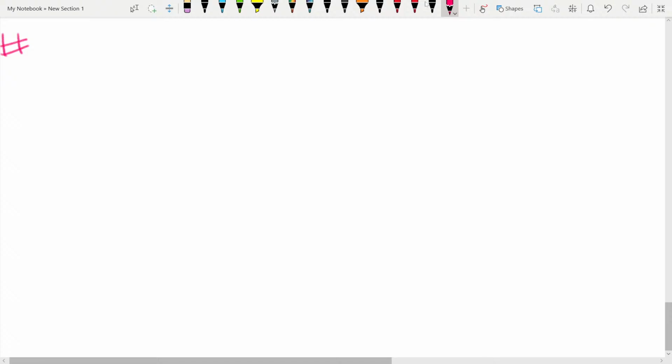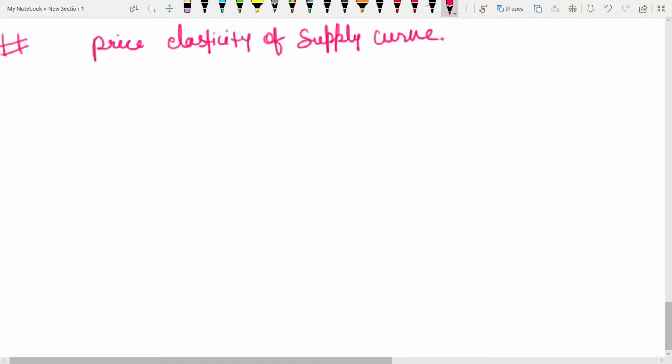Now, the main point that we are going to discuss is the price elasticity of supply curve. So what is price elasticity of supply curve? This is just the same as what we talked about for the price elasticity of demand. Okay. So price elasticity of supply basically says the proportional change in quantity supplied due to proportionate change in price of the commodity. Okay.